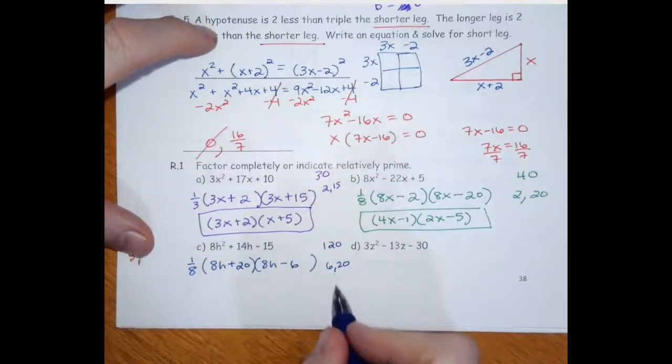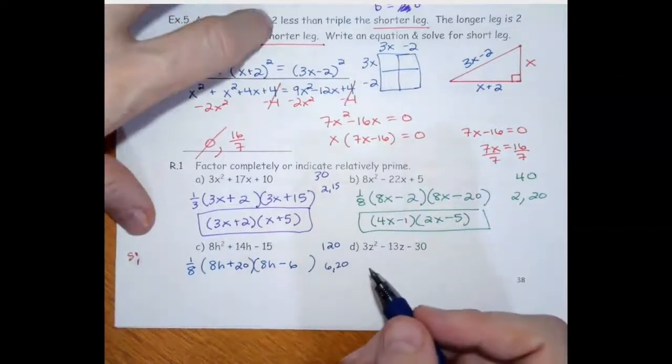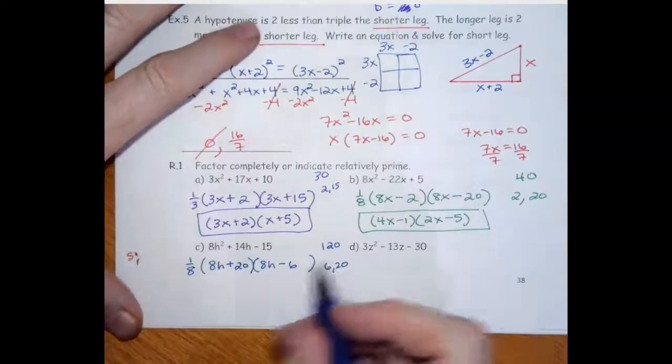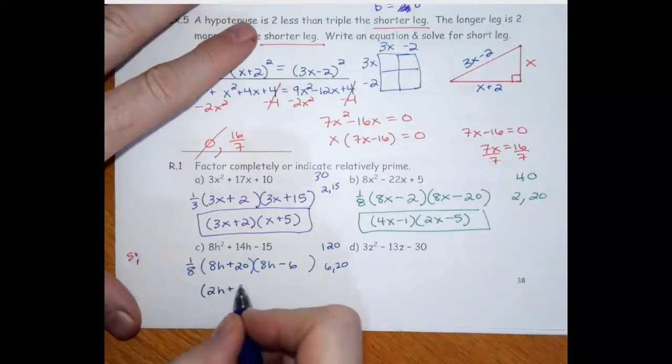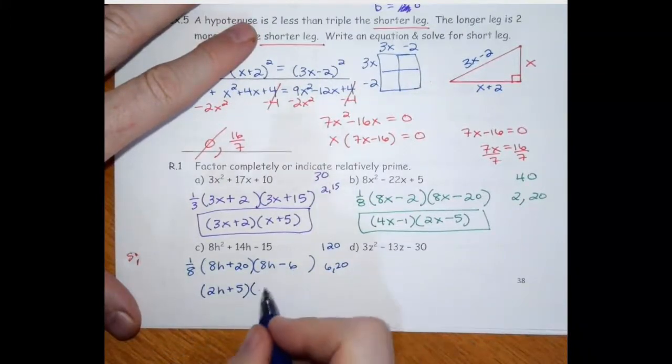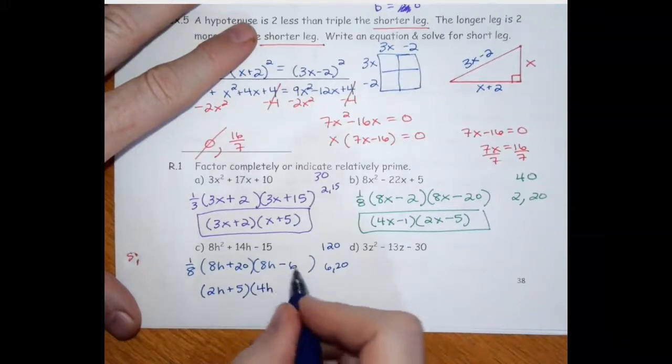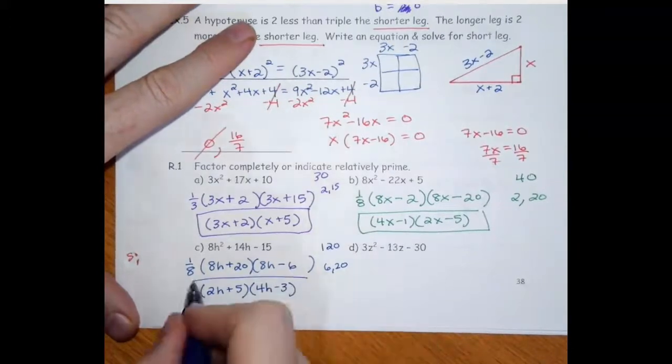And if you don't find it right away, then you can guess on either side. It depends how close you are to that number. So here, if we factor out a 4, that'll be 2h plus 5, and here we can factor out a 2, so that'll be 4h minus 3.